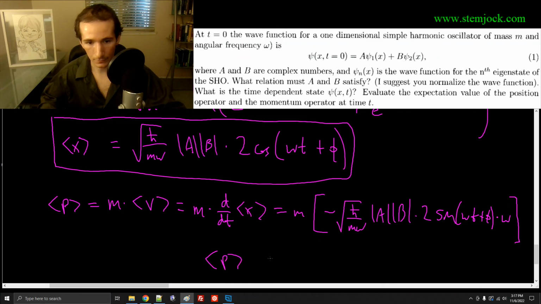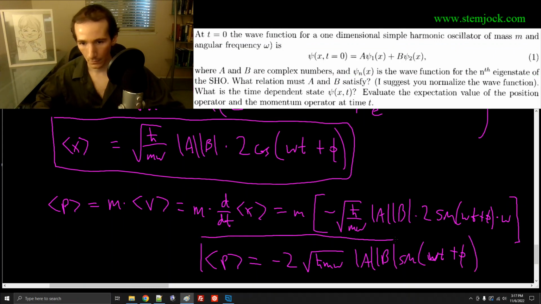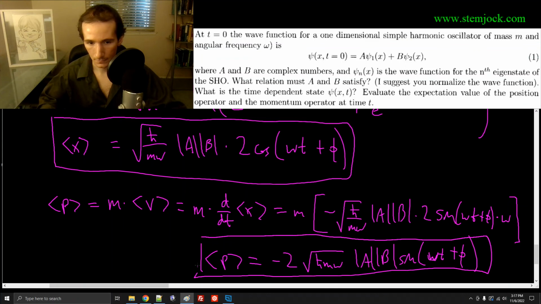So therefore, the expectation value of momentum is minus 2 square root h bar m omega, magnitude A, magnitude B, sine omega t plus phi. And this is the final answer.